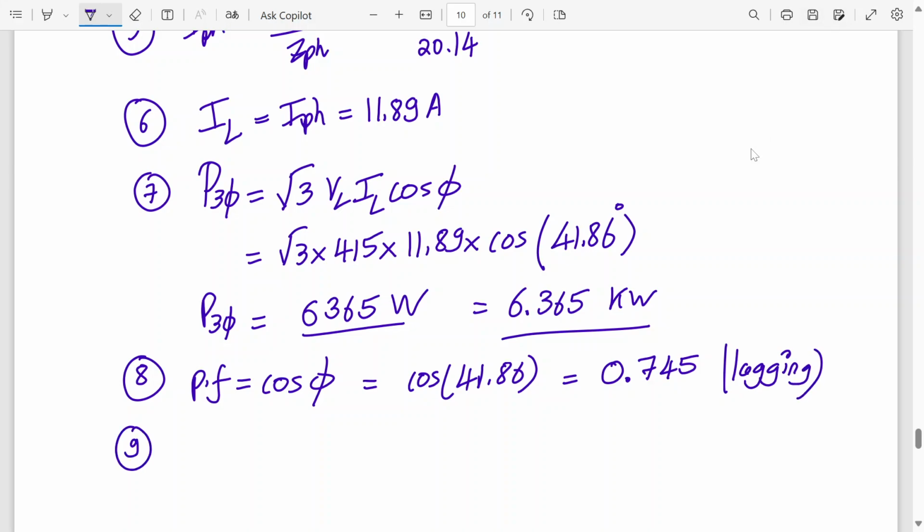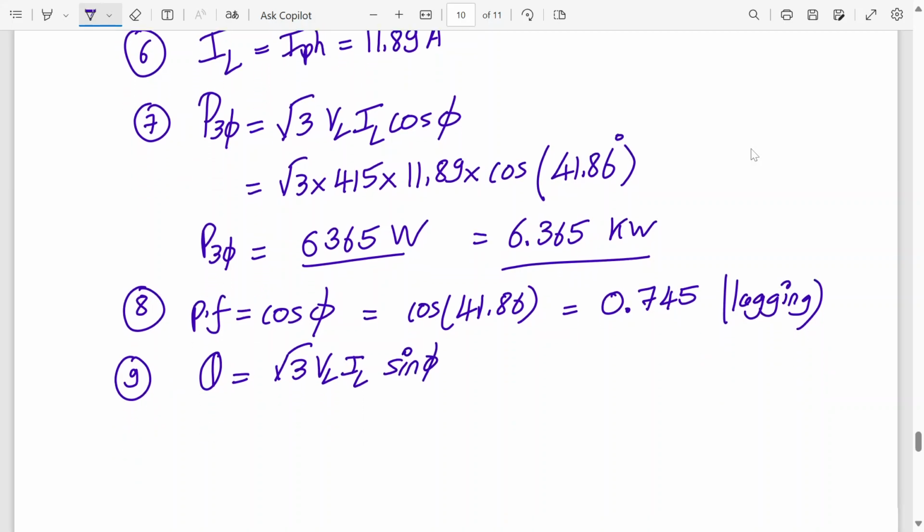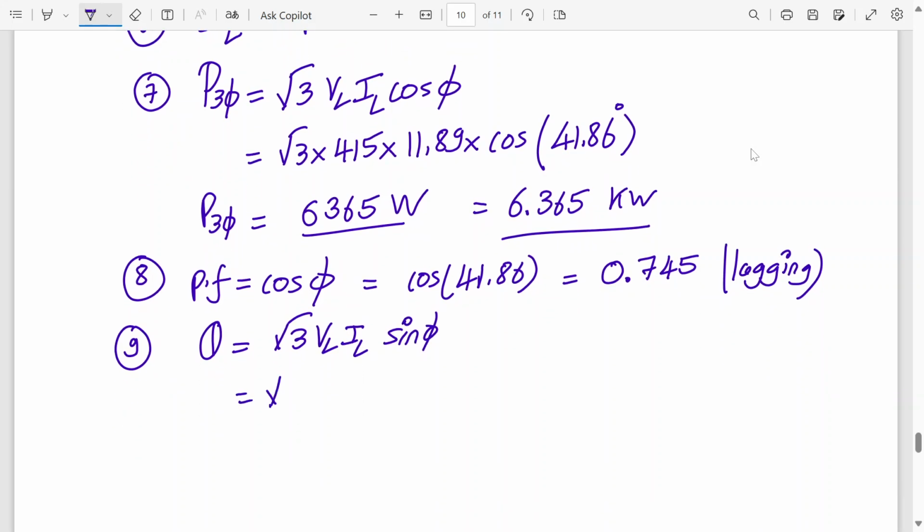Okay. Now to calculate reactive power Q, root 3 VL IL sin phi. Same formula, with sin phi. So it will be root 3 into 415 into 11.89 into sine of 41.86. How much is this reactive power?